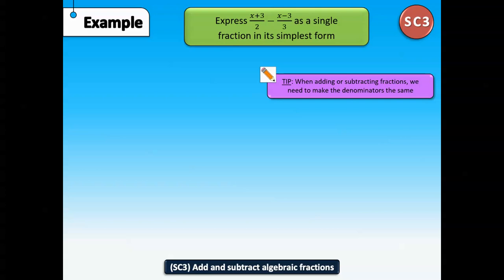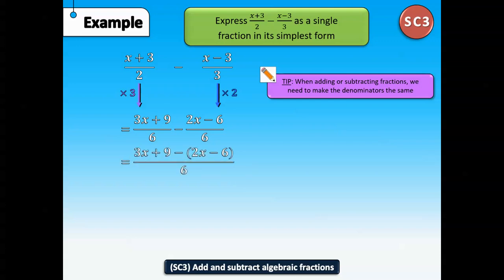So when we add or subtract fractions, we need to make the denominators the same number. So if I times this fraction by 3 and this fraction by 2, the denominators of both fractions will then be 6. So I can then subtract.